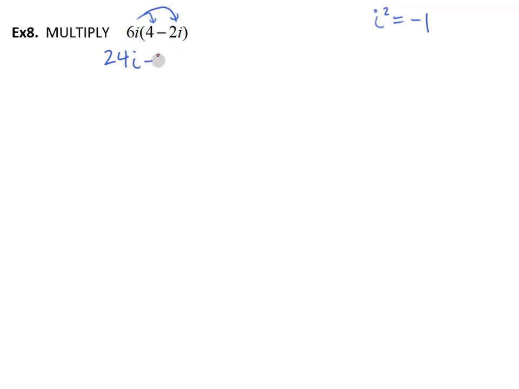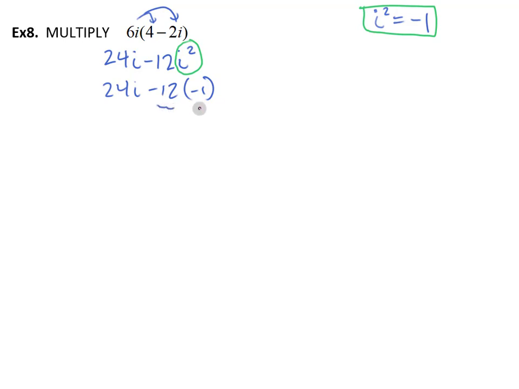6i times negative 2i is negative 12i squared, i times i. And here's where I said you cannot leave a power of i bigger than 1 in an answer. However, we just talked about i squared being equivalent to negative 1. We get to substitute in, so we can replace i squared with negative 1.